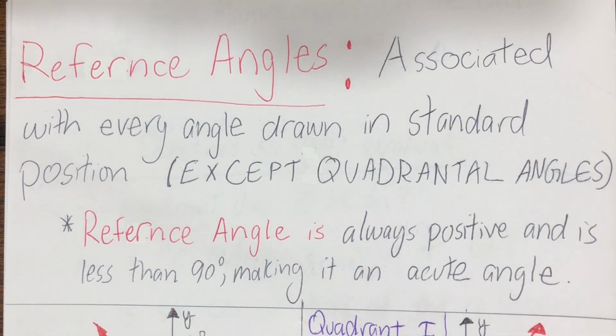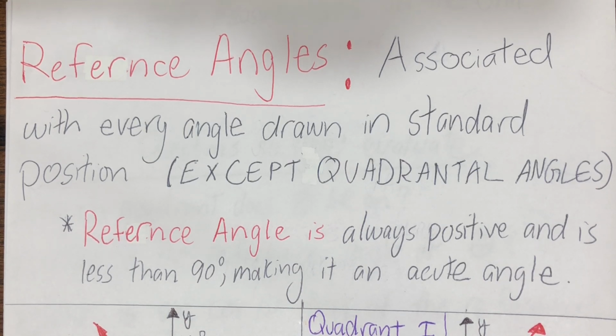I want to make a quick video on reference angles. They're definitely going to help us when we have to evaluate degrees in a unit circle. Now, reference angles are associated with every angle drawn in standard position, except for quadrantal angles.